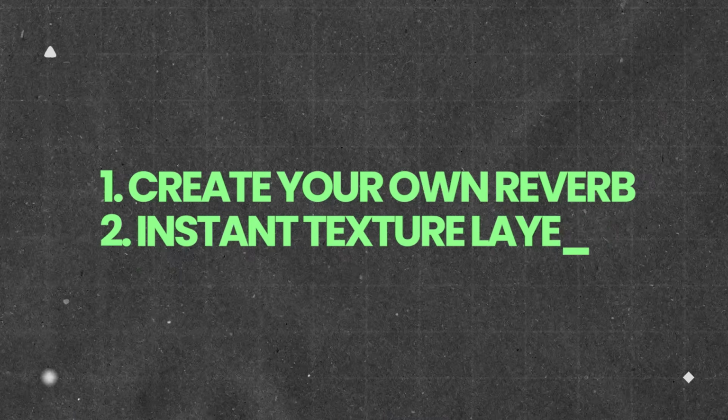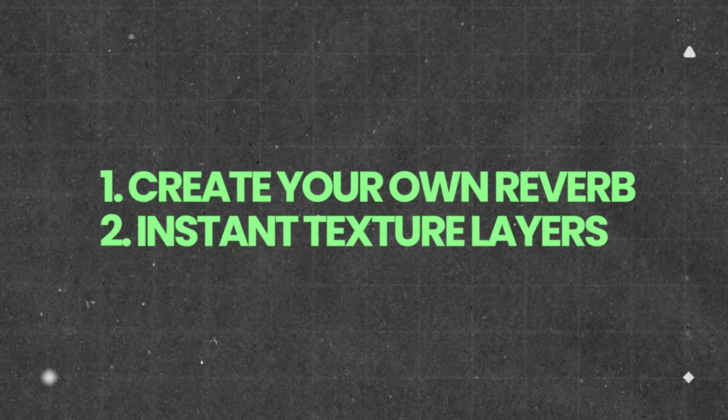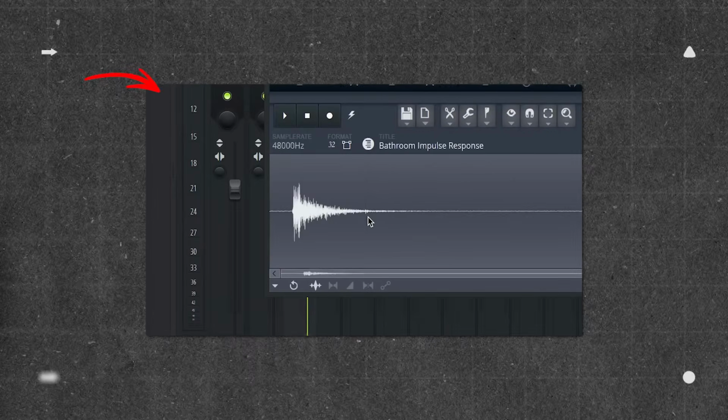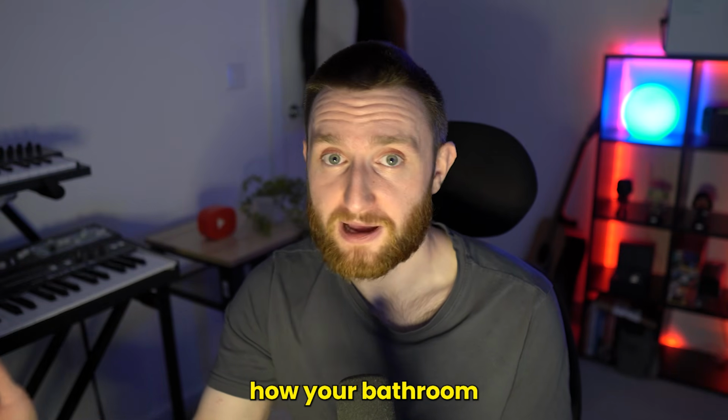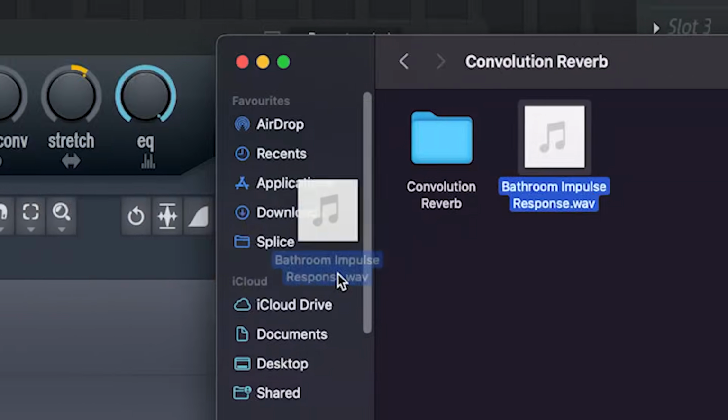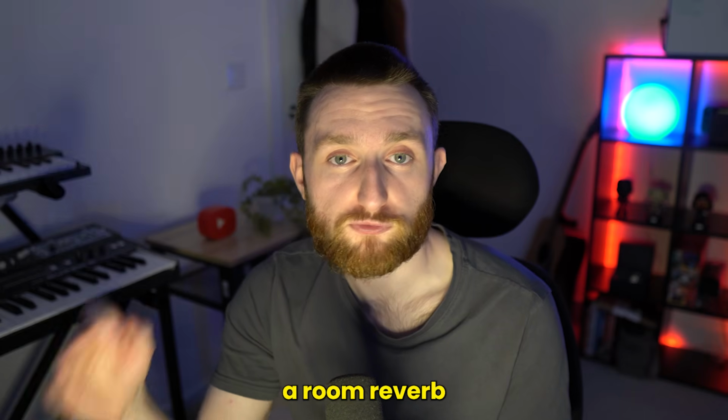Here are 2 ways you can use it to level up your beats. First, you can literally create your own reverb. For example, if you like how your bathroom sounds, record a clap in there, throw it into Fruity Convolver, and you have a room reverb unique to you.